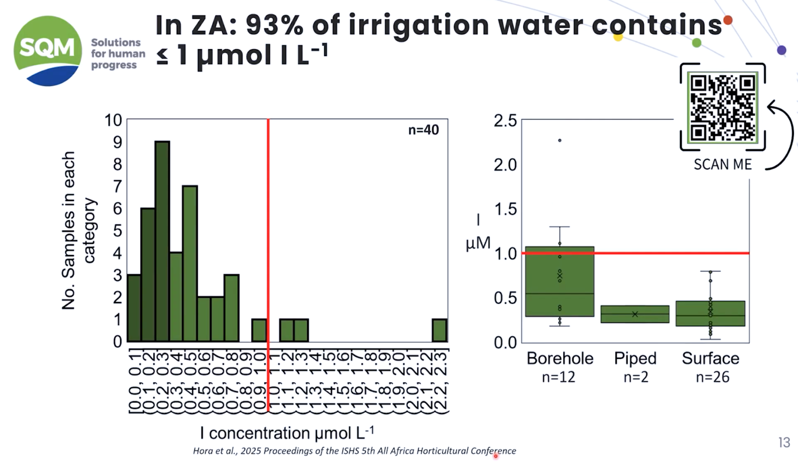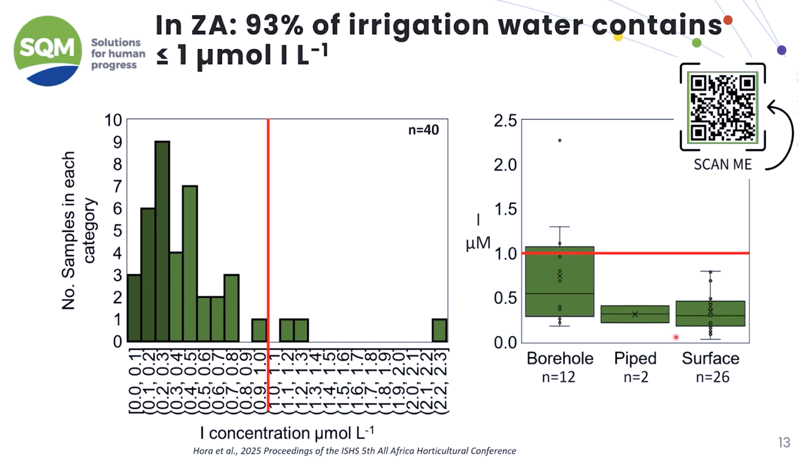these results are published in the paper. You can find it when you scan this QR code. Also here, 93% of all samples was below the 1 micromole per liter. And samples that were above, so the exceptions, those were exclusively borehole samples. So from boreholes, you can find almost no iodine, but you can also find sometimes a bit higher iodine.